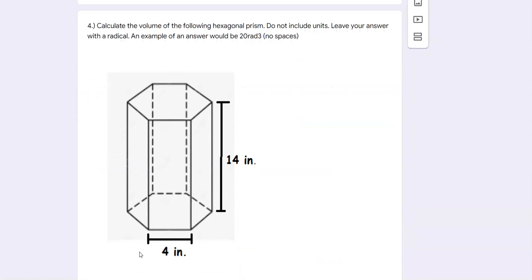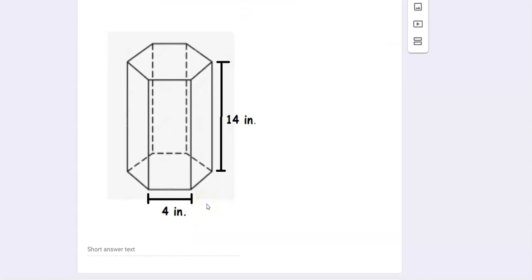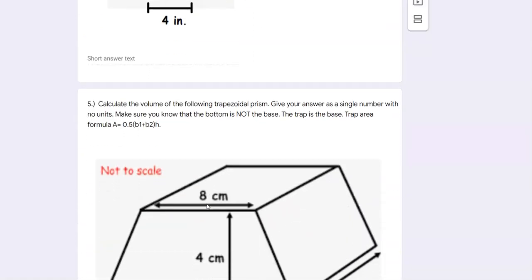For the radical one on here, let's say it was 20 rad 3 for the volume. You would use no spaces, no uppercase. You would put your answer in just like this, but with the correct numbers. 20 rad 3. You put your answer in and you press enter or submit it.